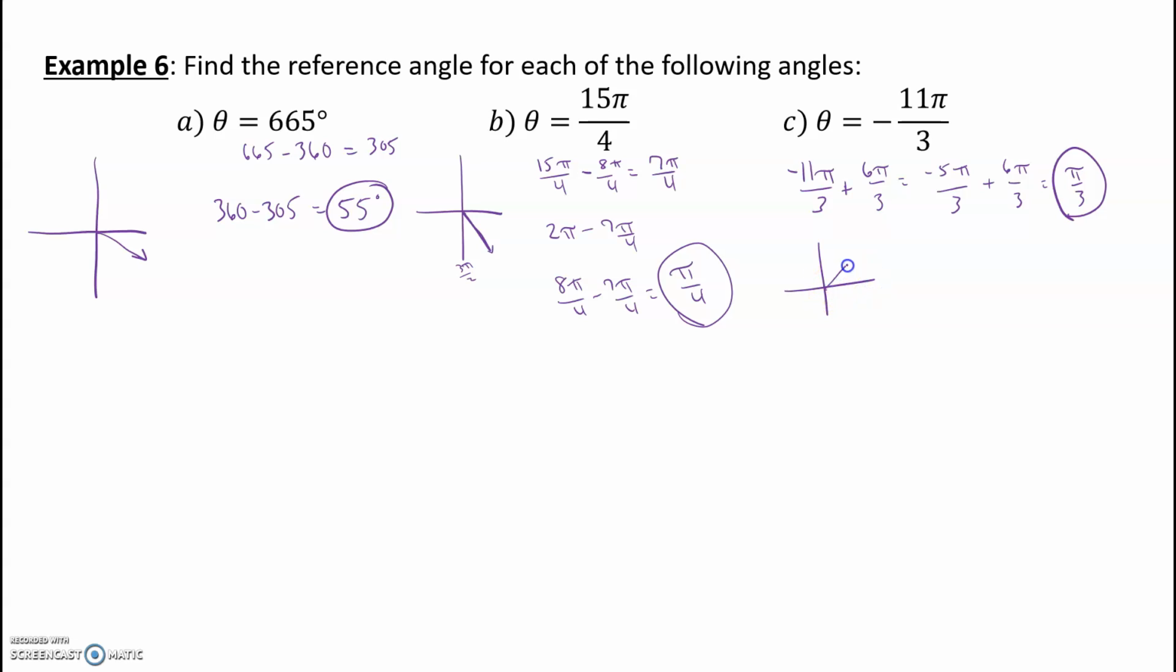So pi over 3 is somewhere in here. All right, if this is pi over 2, that's half a pi. A third is less than that. So we're in quadrant 1. When you're in quadrant 1, your angle is your reference angle.